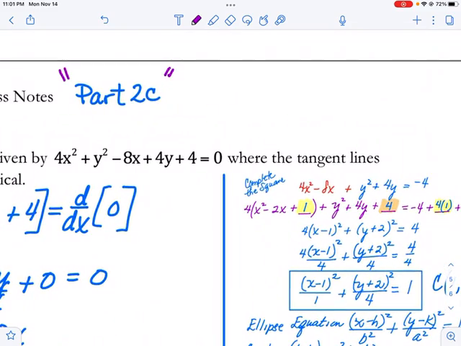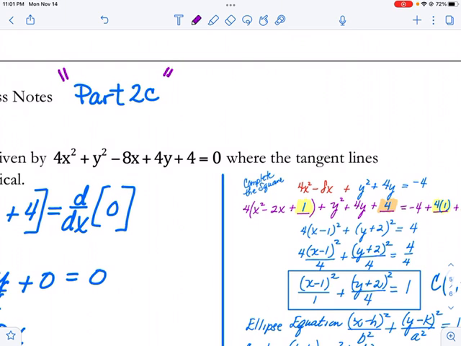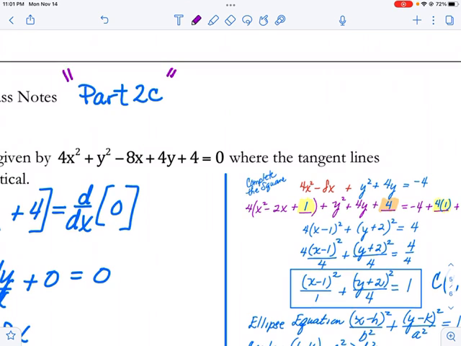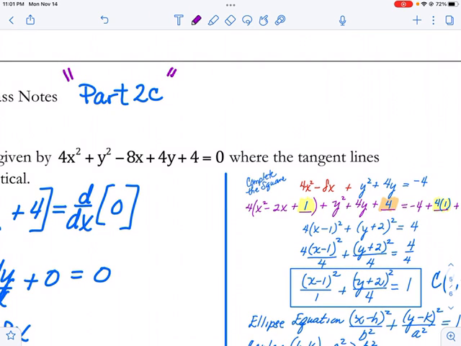Finding all points on the curve 4x squared plus y squared minus 8x plus 4y plus 4 is equal to 0. If you recall when we had circles in the general form like this, we could put them in the standard form and easily graph them by finding the center of the circle and the radius.